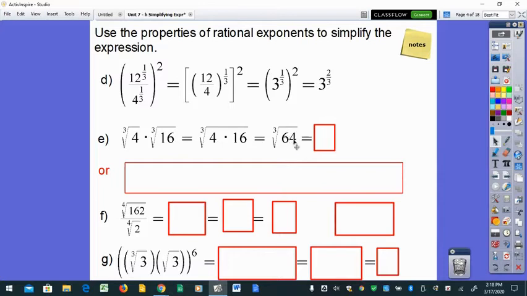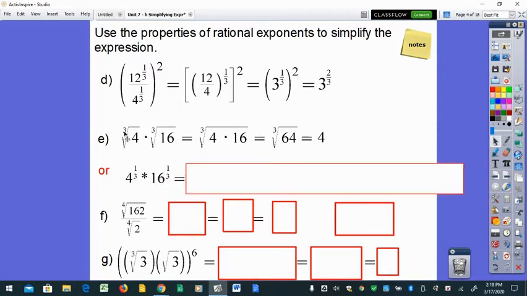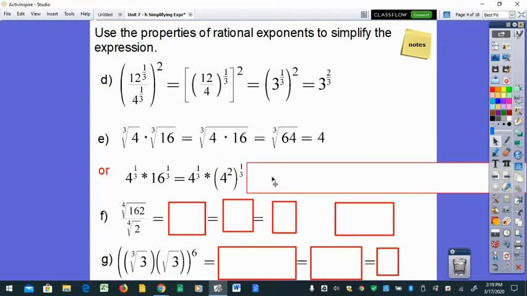64 is a perfect cube, and an odd root of an even is going to give me the single answer of 4. Now you need to understand that sometimes we can approach this from a different angle. So I could have taken e and made both those rational exponents to start, again putting the index as the denominator and the invisible 1 exponent as the numerator. Again, I could paste this together and make it 4 times 16 to the 1/3.